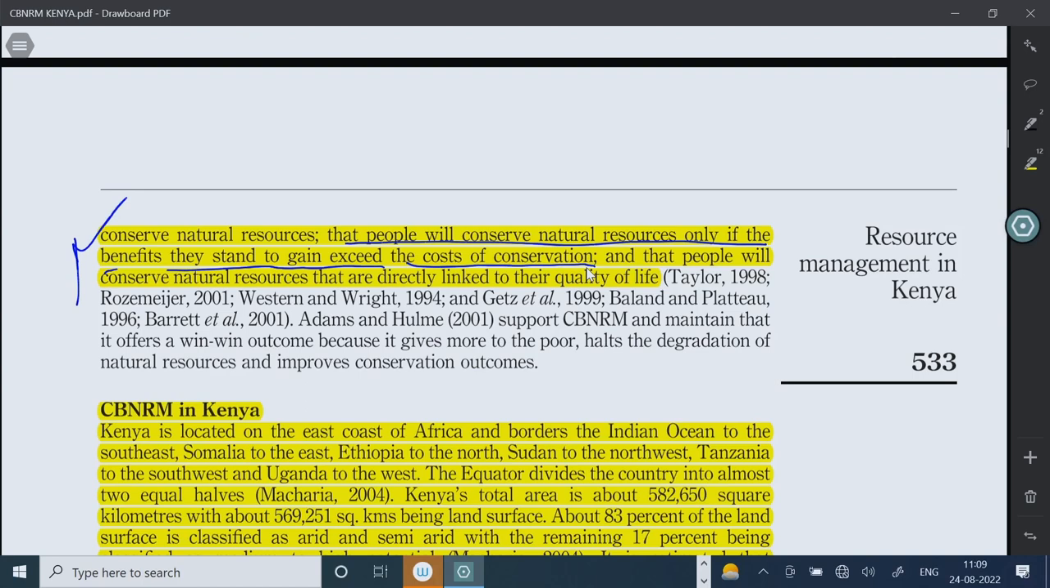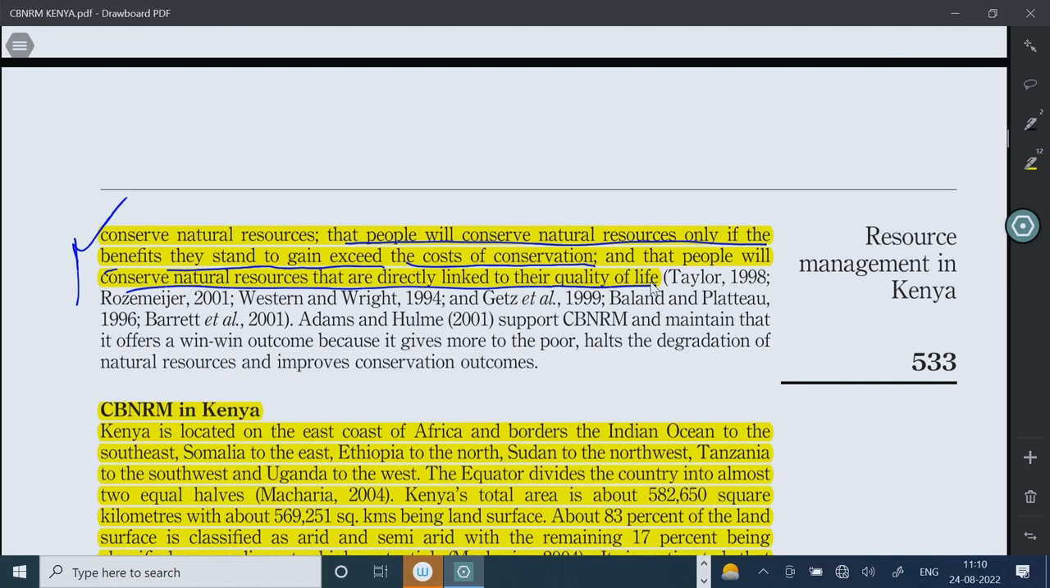So, here people also, if they see that the value of the natural resources around them, or the benefit they can extract from them, is less than the cost of conservation, then they will not go for conservation. People will conserve natural resources that are directly linked to their quality of life. Whichever natural resources they feel are directly related to their life, they will preserve.